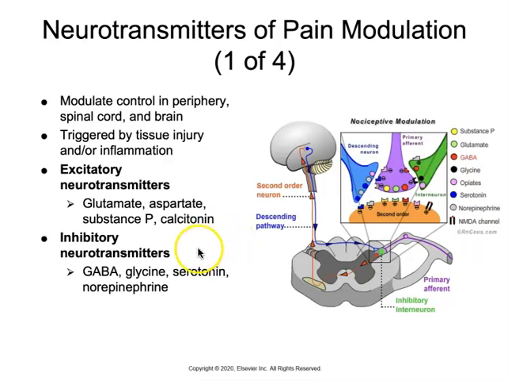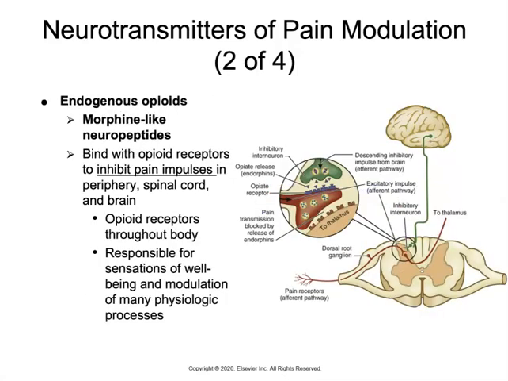Whereas our inhibitory neurotransmitters that are found in our central nervous system will be GABA and glycine. GABA, by the way, stands for gamma aminobutyric acid. And then we'll find serotonin and norepinephrine as well as inhibitory here, but they are going to be excitatory within our peripheral nerves.